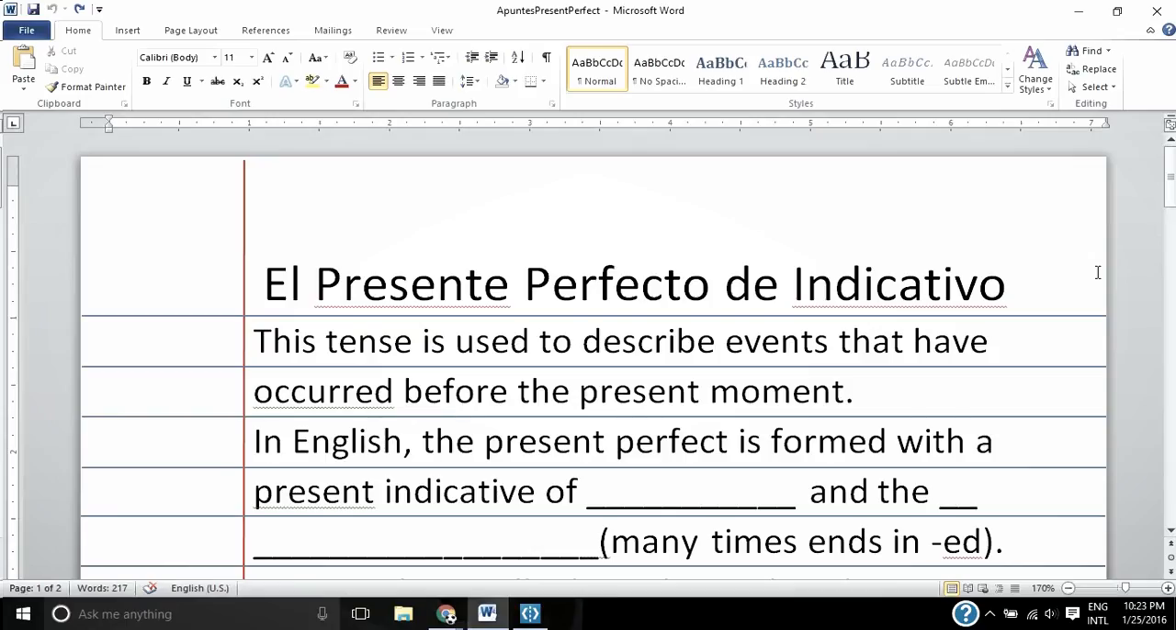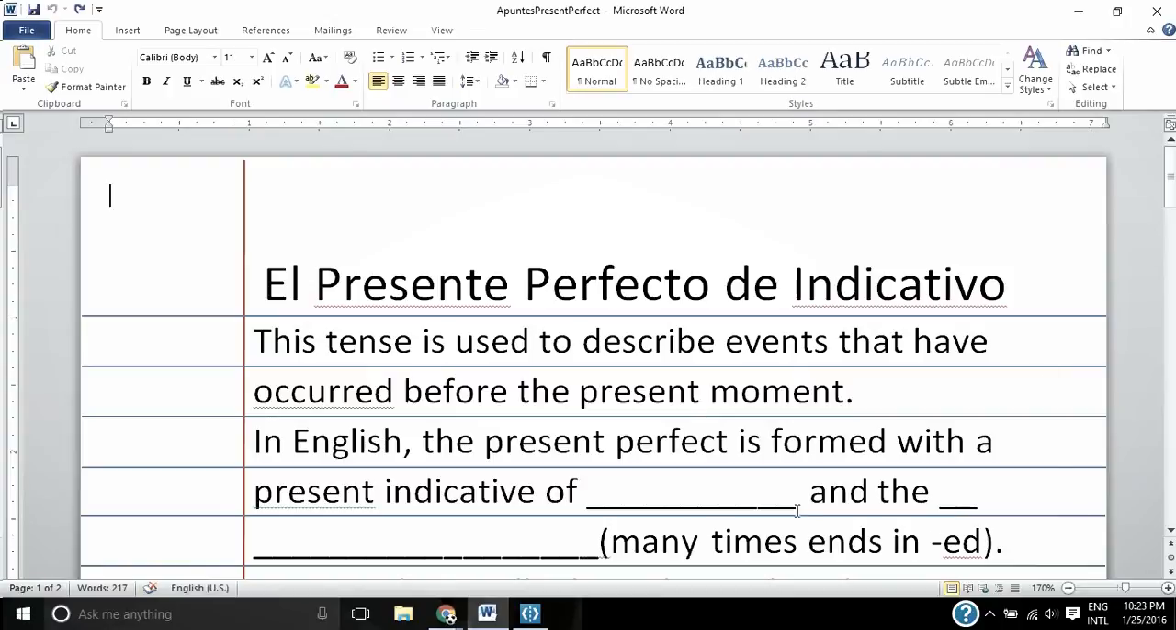In this video, we're going to talk about the present perfect indicative, or in Spanish, that's called el presente perfecto de indicativo. So this is to describe events that have occurred before the present moment. Perfect really means before something. So present perfect means before the present.